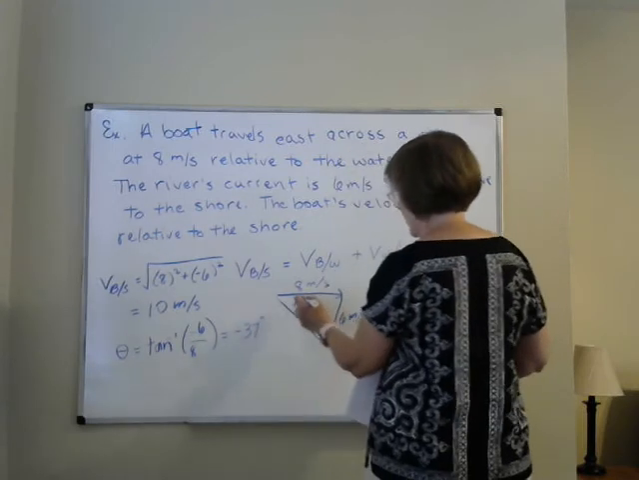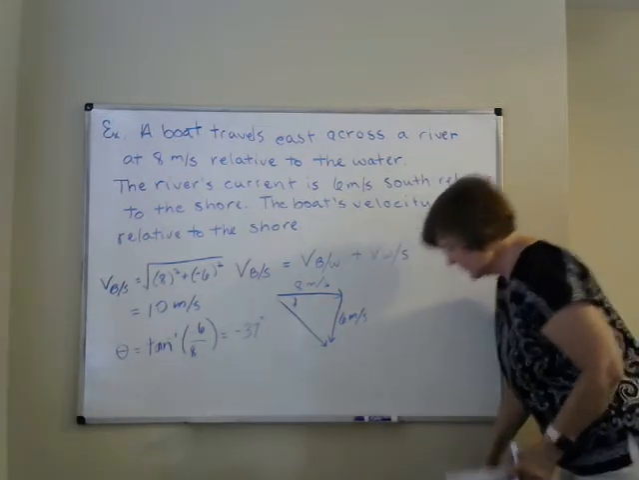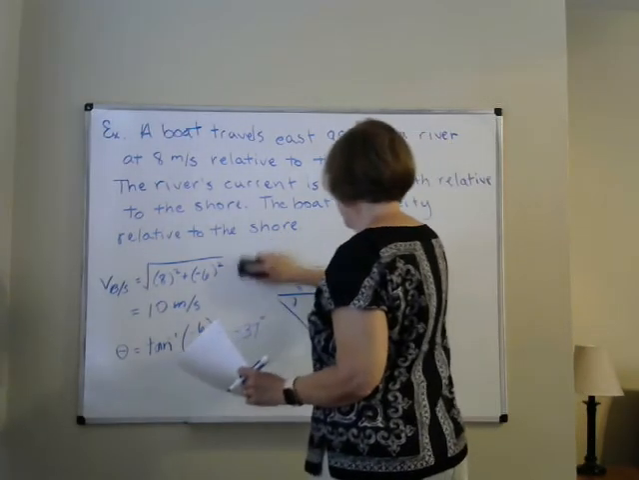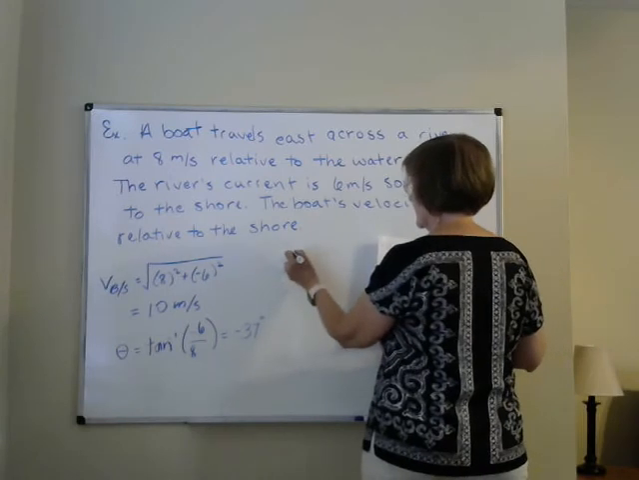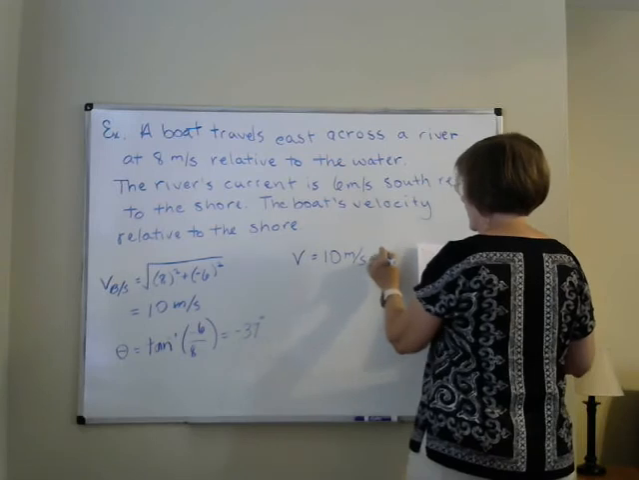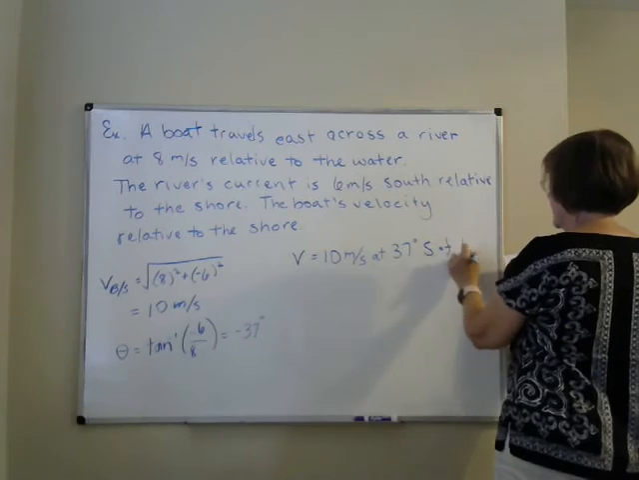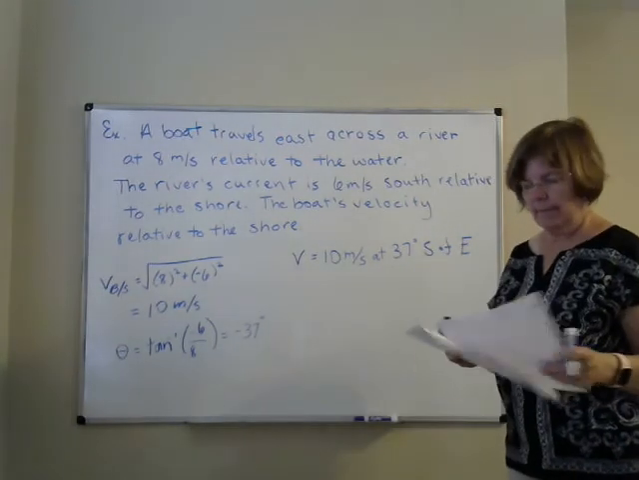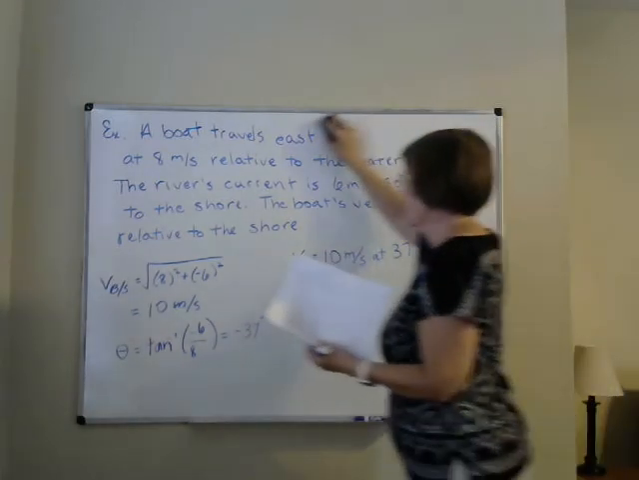In other words, this angle right here is 37 degrees. If I wanted to write that with some direction, it's not true east. The boat would be sailing 10 meters per second at 37 degrees south of east. Do one more.